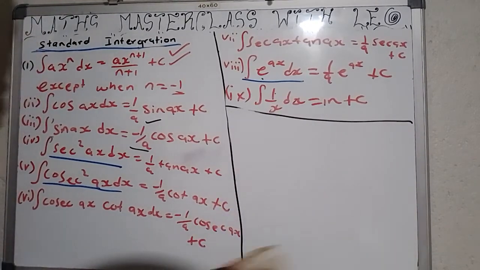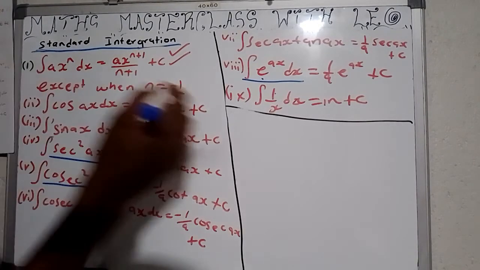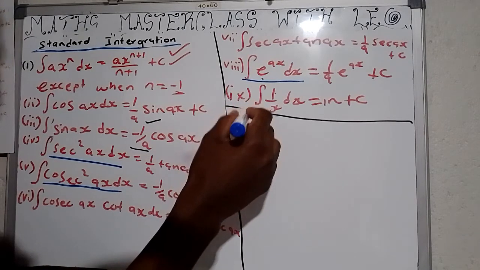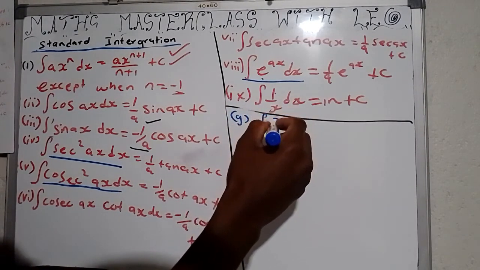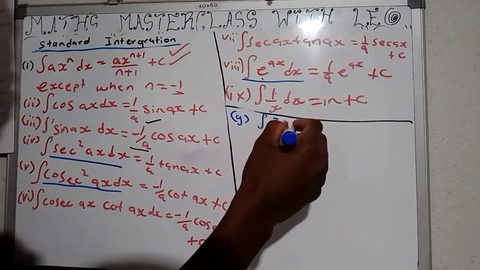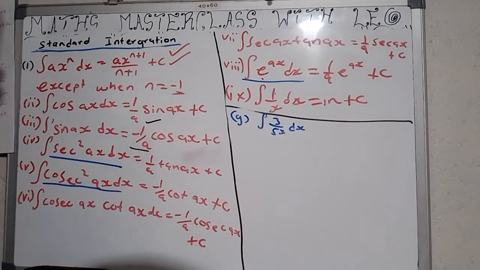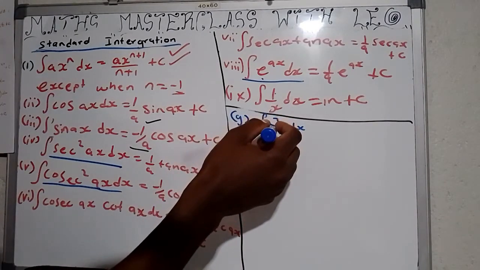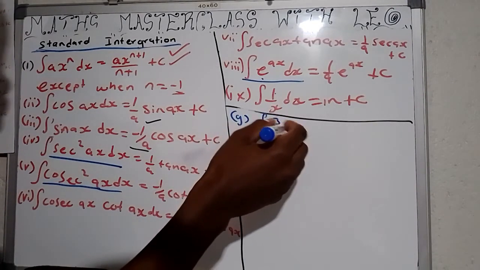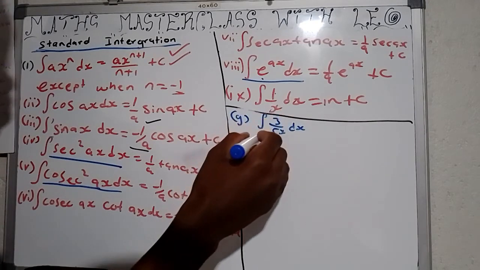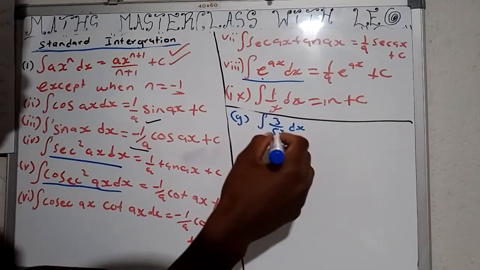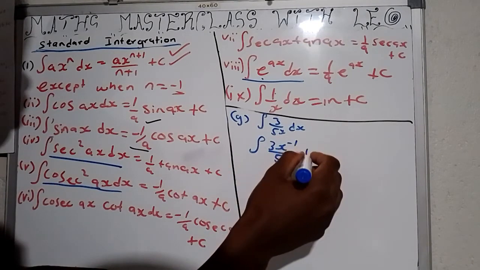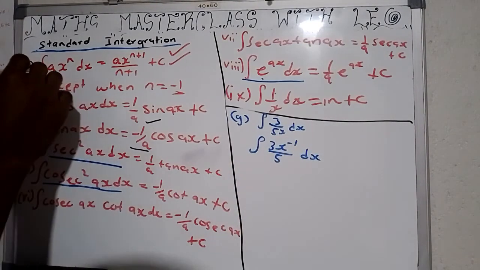I'm erasing this because I have a very small board. So, now let's attack G. G, we have the integral of 3 over 5x dx. They need me to integrate this. I have to rewrite it so that I don't have a variable in my denominator. So it's going to be 3 over 5 x to the power minus 1 dx. Can I use this formula?